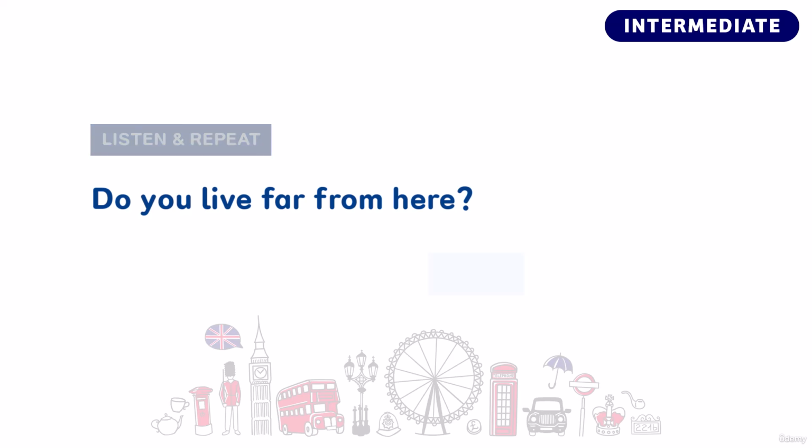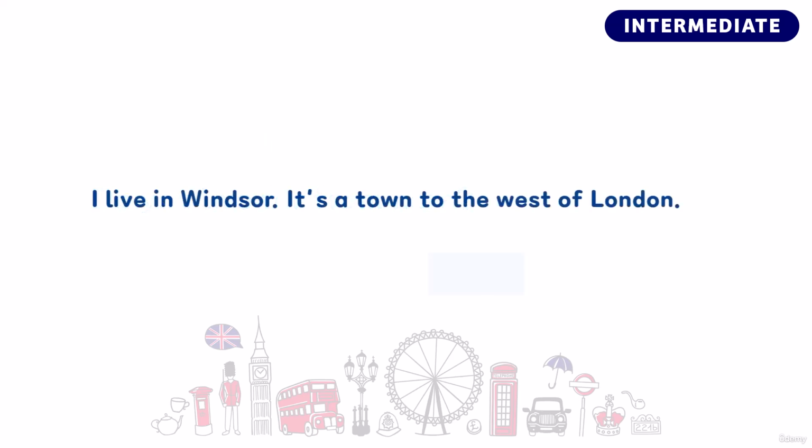Great job, well done. Next, to specifically say where I live, the person B said this. I live in Windsor. It's a town to the west of London. First, we say where I live by saying I live in Windsor. And we can use this structure I live in to say the place we live in.